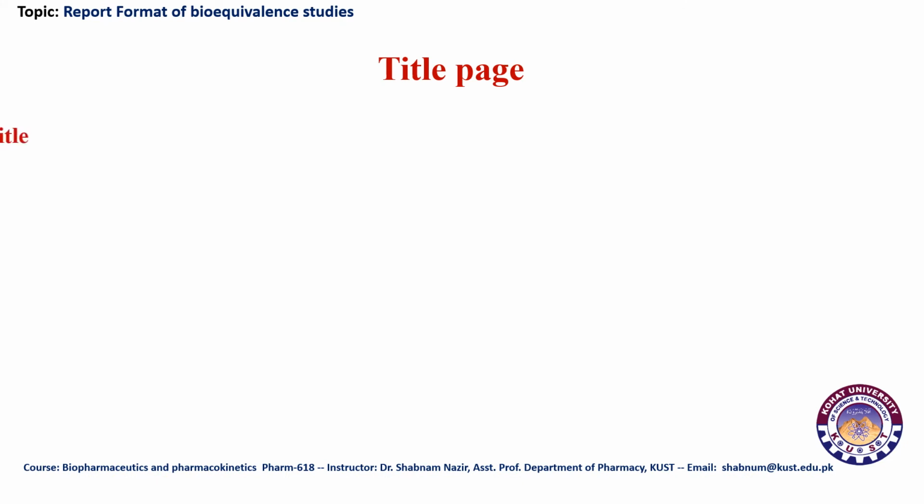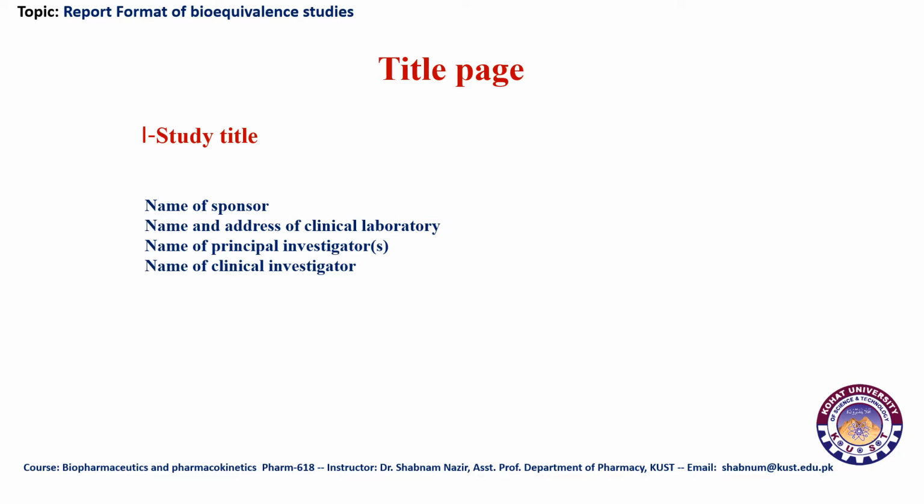So important information which is part of the title page is first of all the study title, or the title for the study which was carried out and during which the bioequivalence or bioavailability was determined. And then other information on the title page would be the name of the sponsor, whoever is financially sponsoring the study. That could be any organization or a company, name and address of the clinical laboratory where the study is being conducted, name of principal investigator and name of clinical investigator.